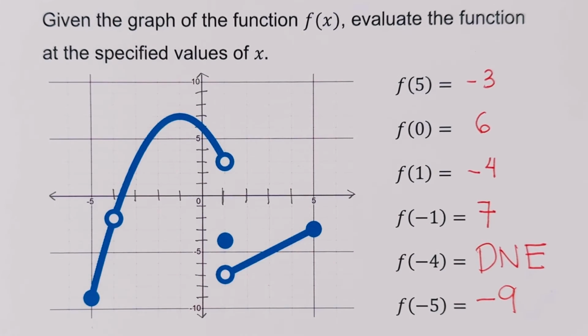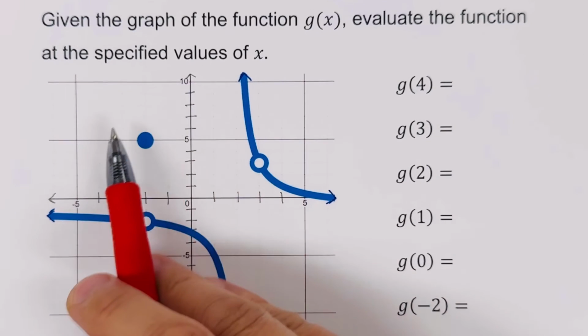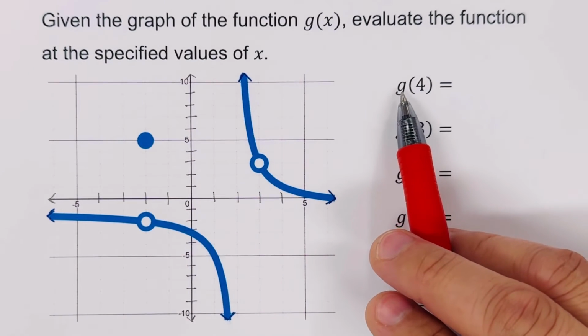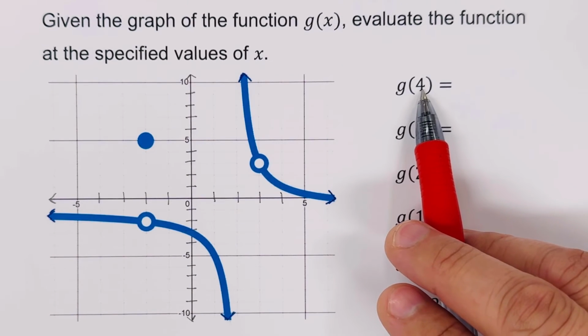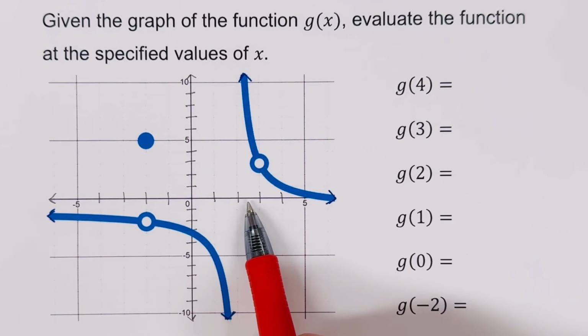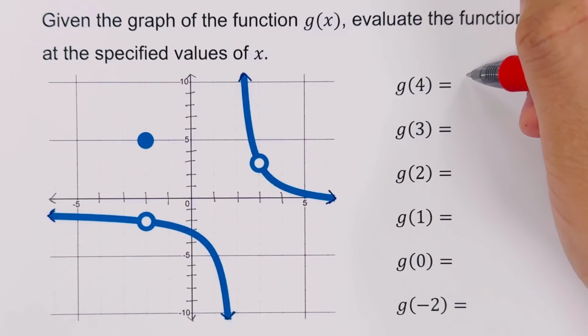Now let's have another example. In this example, we're given the function g of x and we're supposed to evaluate g of 4. Again, this means that if our x is 4, what is the value of y? So if x is 4 all the way up here, what is our y value? That's going to be up here on the graph, and that's a 1.